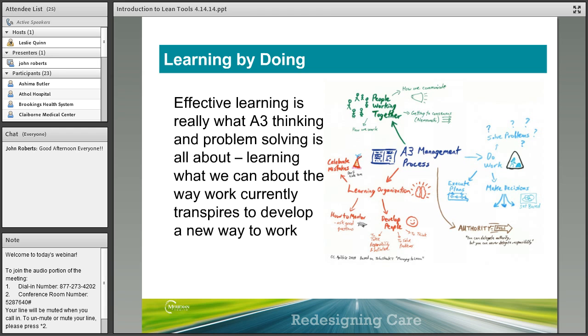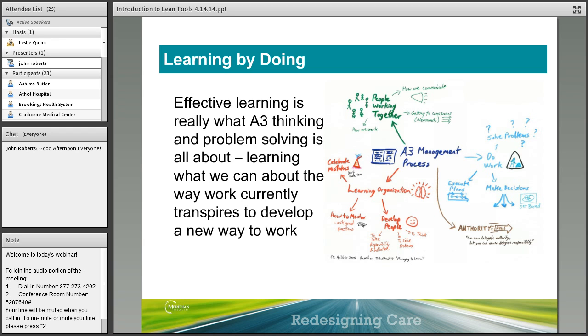The solution is implemented but isn't managed properly. When we put a solution in, do we go back and track that with metrics to make sure that it's solving the problem it was intended to solve? Again, a lot of folks don't do that, and A3 problem solving really builds that into the process.